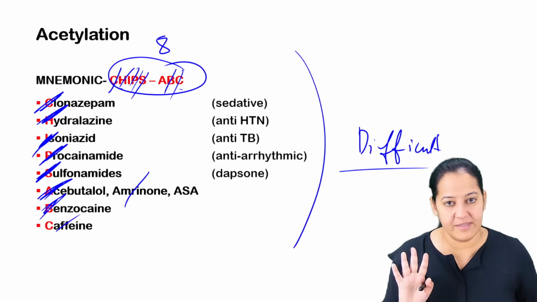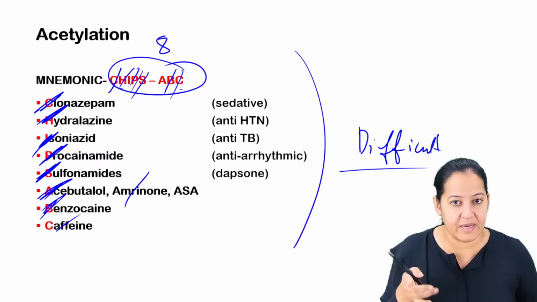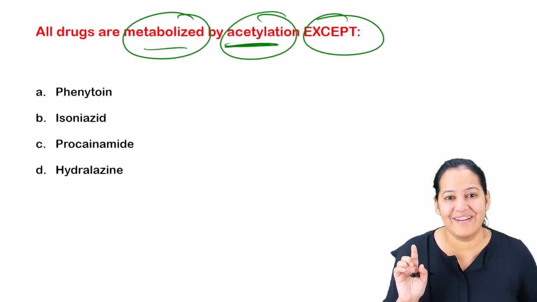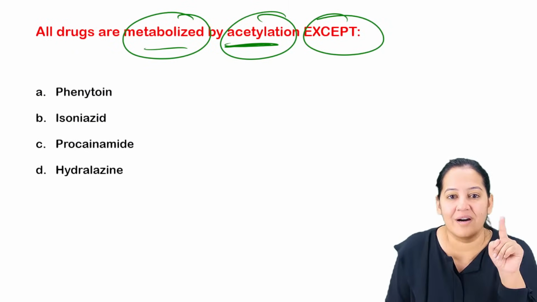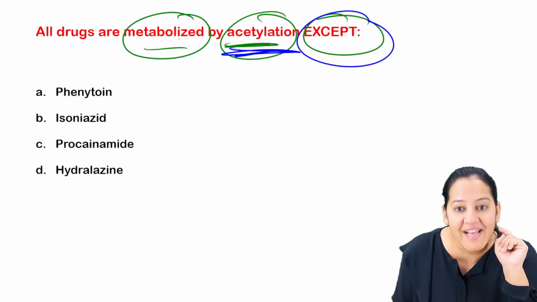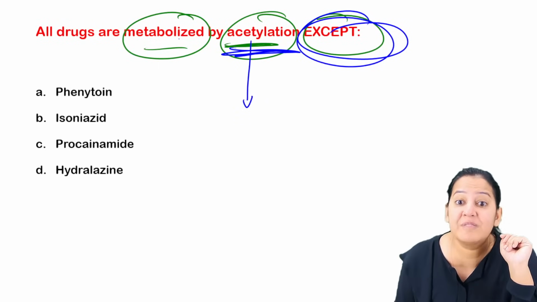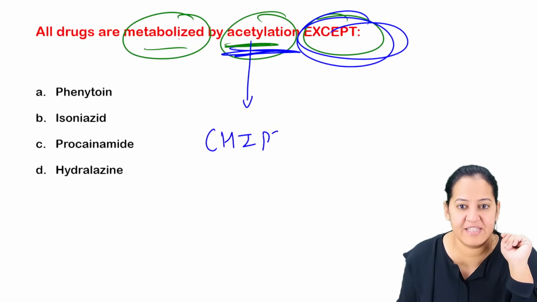Okay, so let's go ahead. Read this completely. Read this mnemonic. I'm not repeating. CHIPS ABC. Now read your question and tell me the answer. Who will tell the answer? Read your question. All of the following drugs are metabolized by acetylation except. They are asking except, so apply the mnemonic. You know the mnemonic for acetylation? CHIPS ABC.